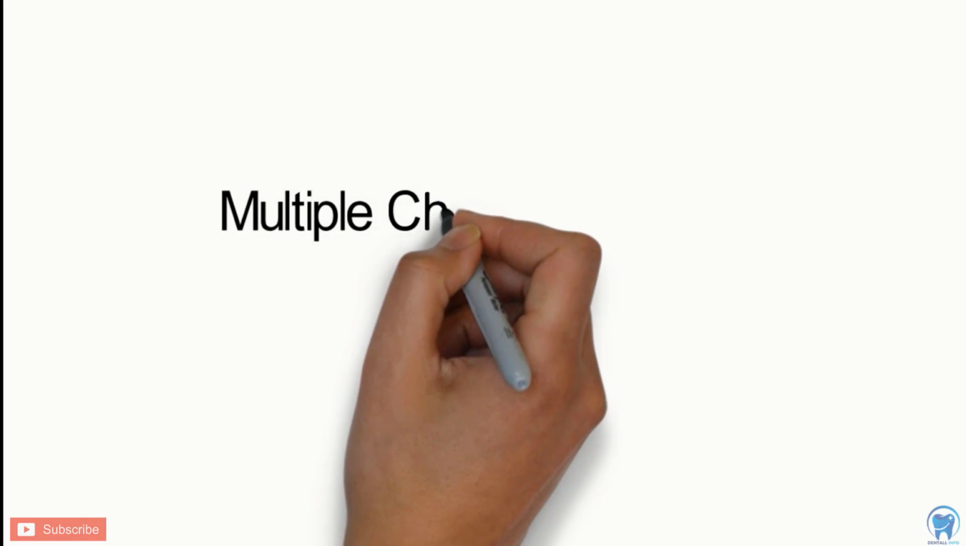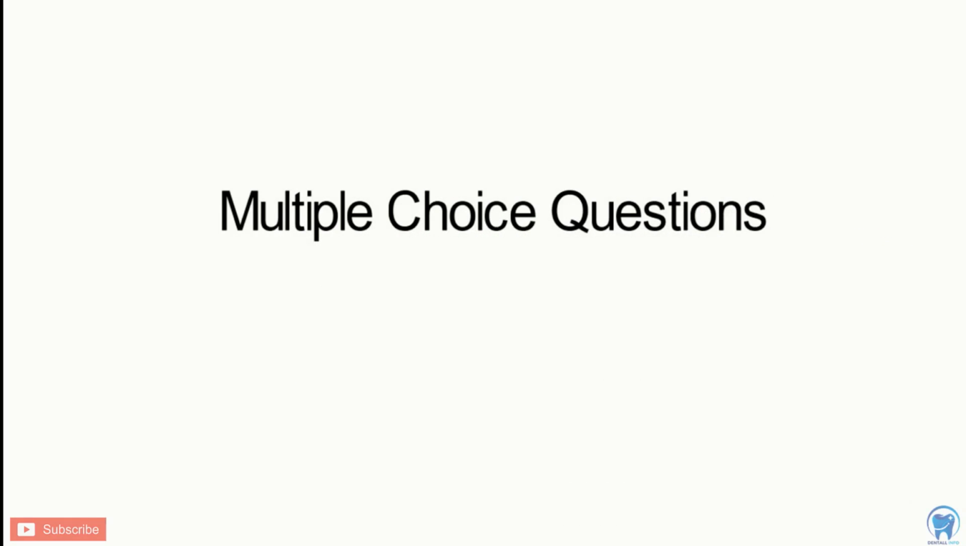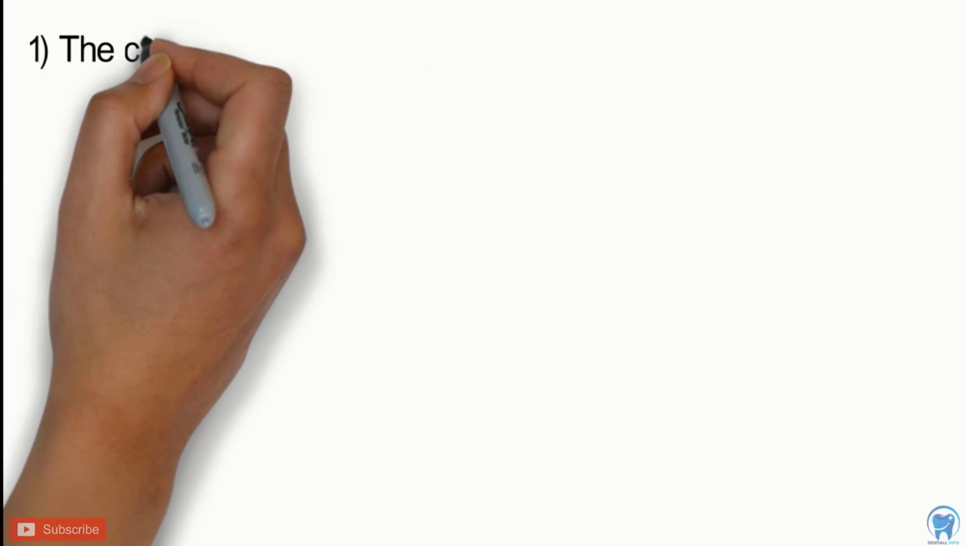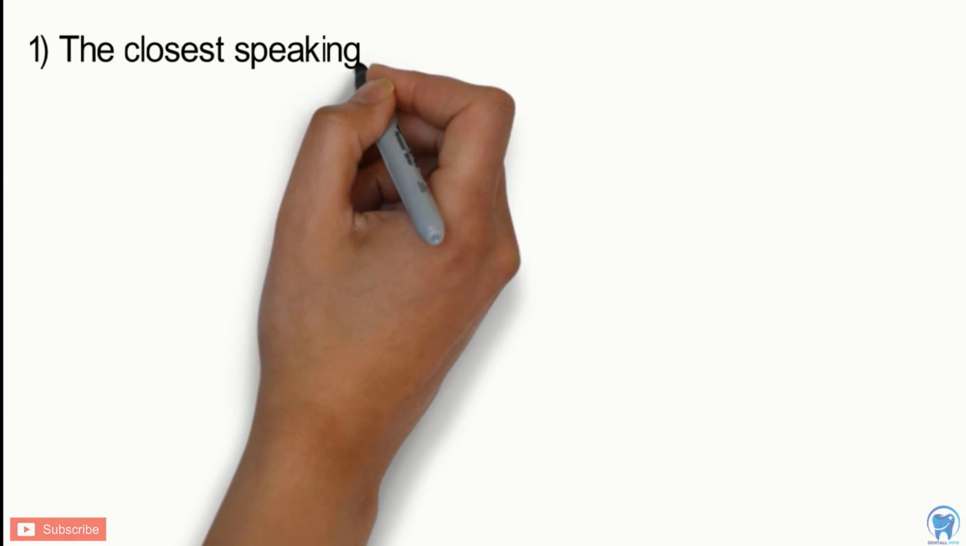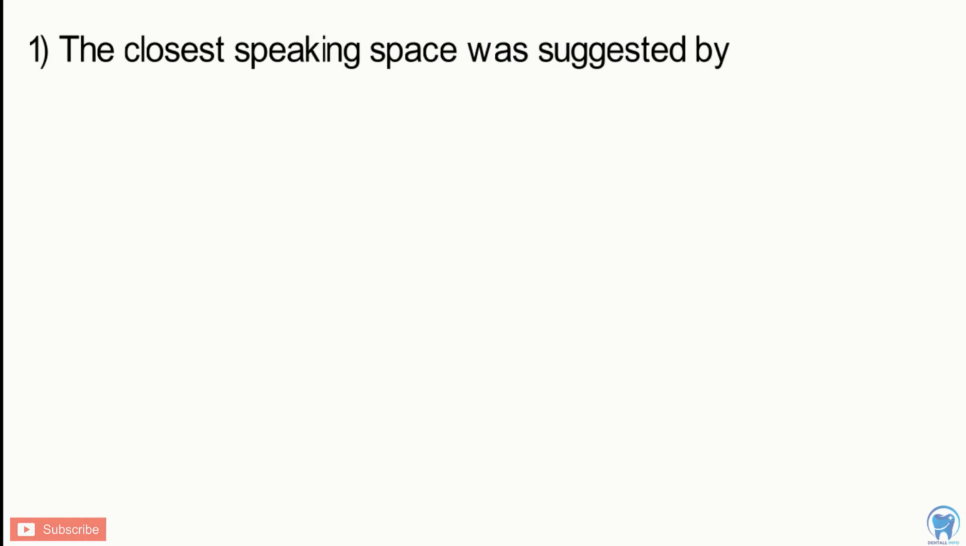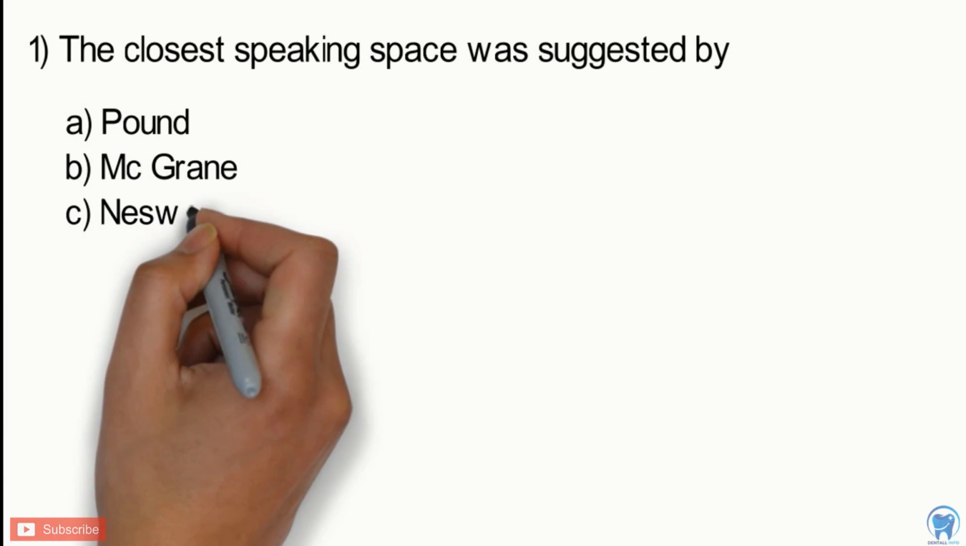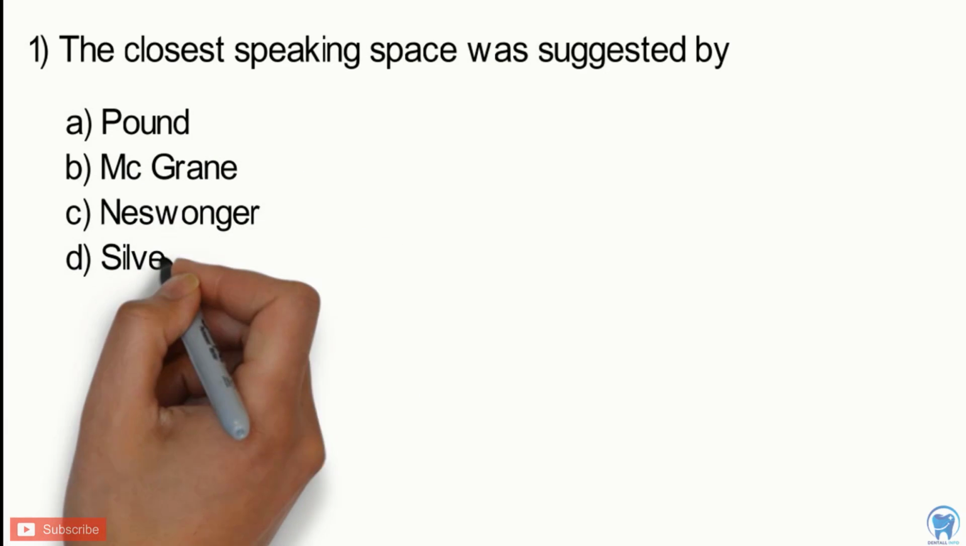Now let's revise what we have learned till now about jaw relation record by solving some multiple choice questions. Question 1. The closest speaking space was suggested by option A, Pound, option B, McGrain, option C, Niswonger, option D, Silverman.